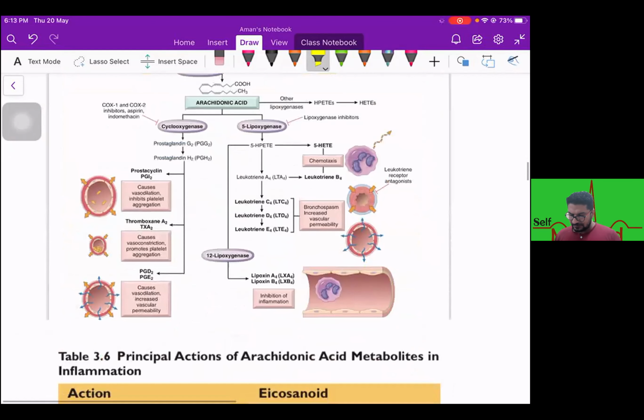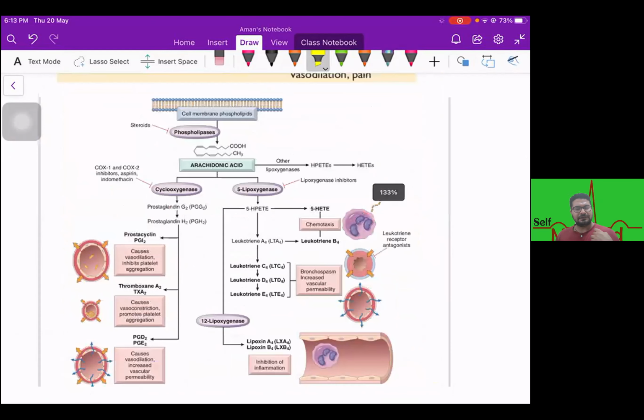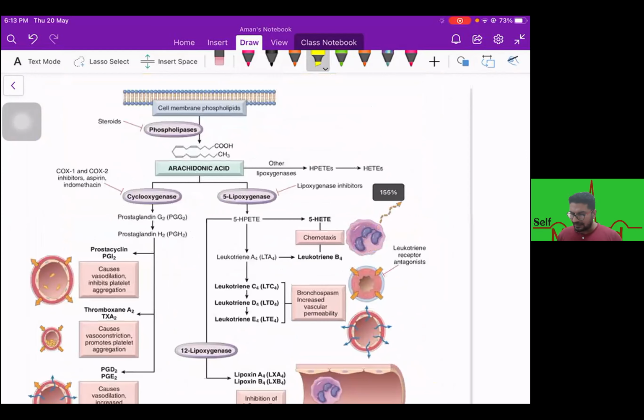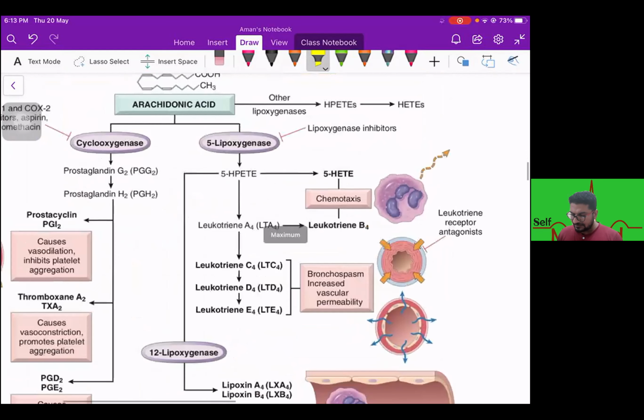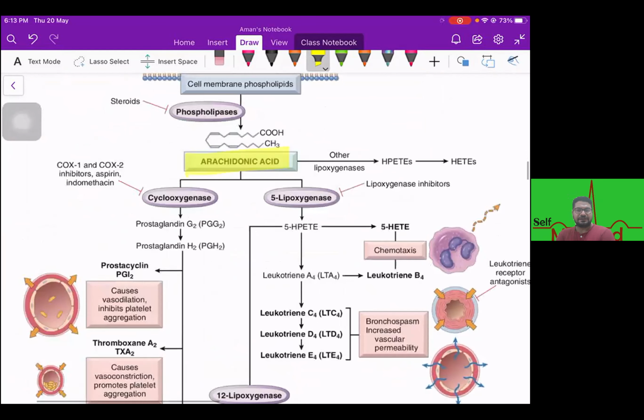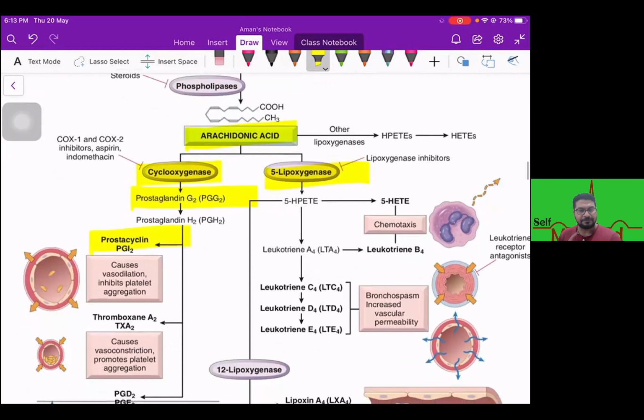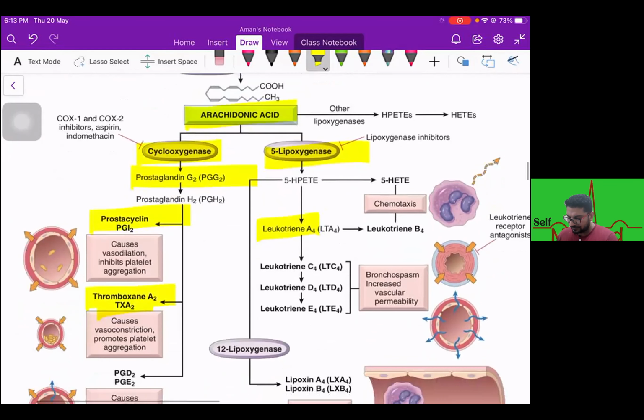Now you can see this image. We have discussed this in the class as well. So you can see arachidonic acid. Arachidonic acid will undergo degradation into 2 pathways: the COX pathway, the cyclooxygenase pathway, and the LOX pathway, or lipoxygenase pathway. With the COX pathway, what will you see? You will see prostaglandin, prostacyclin, that is PGI2, and thromboxane A2. With the LOX pathway, you will get leukotrienes, and you will see lipoxin.